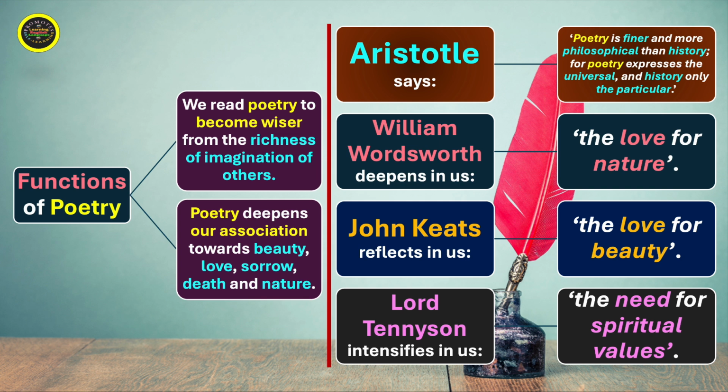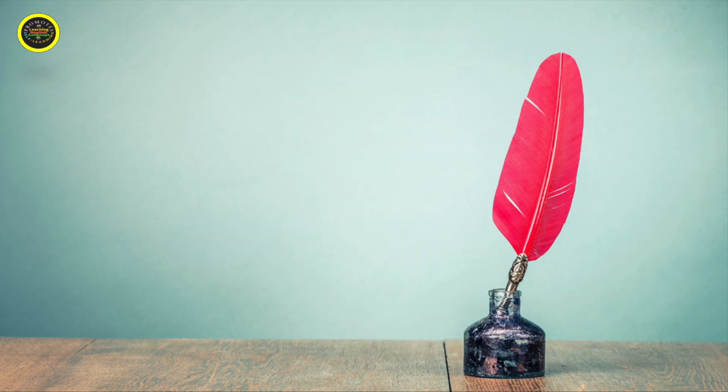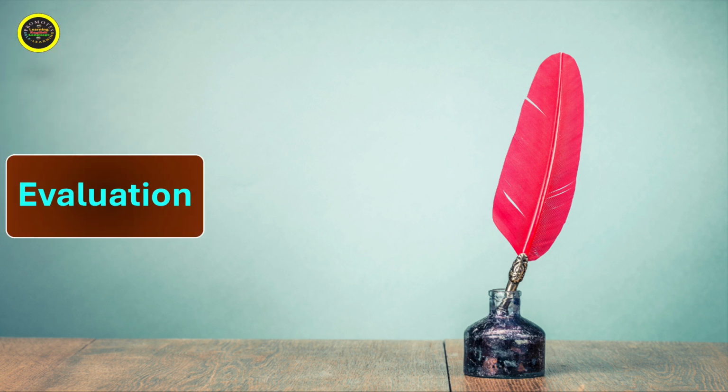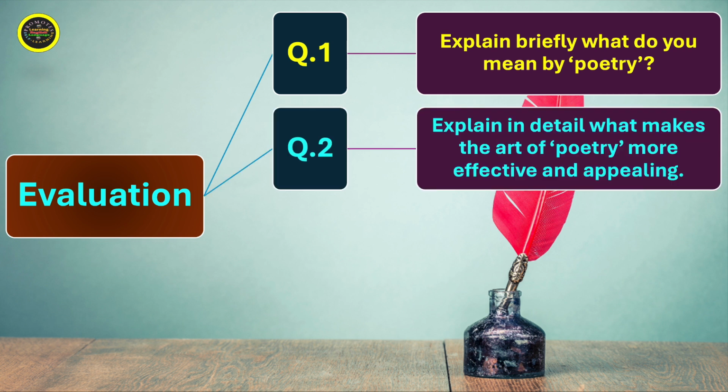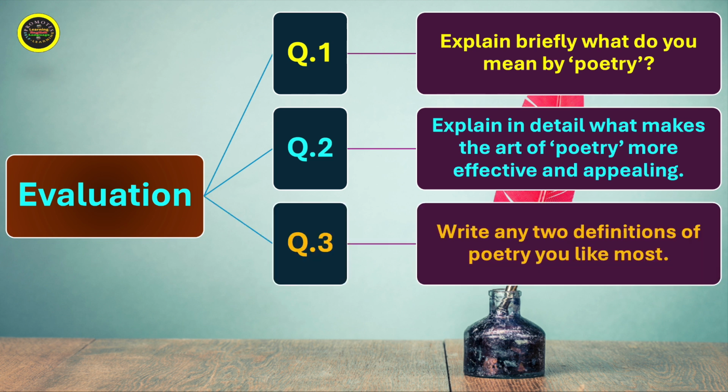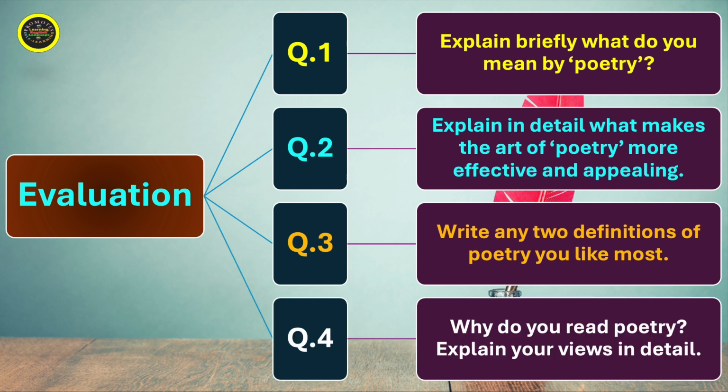We move to our next aspect of discussion, that is evaluation. Questions. Question number 1. Explain briefly what do you mean by poetry. Question number 2. Explain in detail what makes the art of poetry more effective and appealing. Question number 3. Write any 2 definitions of poetry you like most. Question number 4. Why do you read poetry? Explain your views in detail. That is, here I'm talking about functions of poetry.